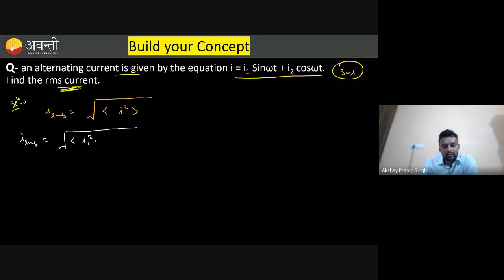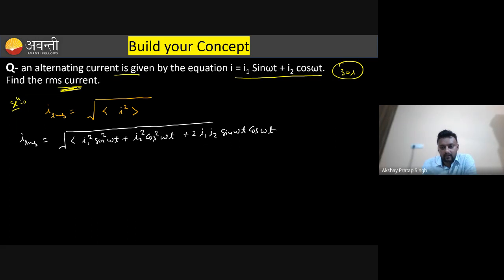That will be I1 square sine square omega t. Can you square with me? Plus, okay, someone has answered root of I1 square plus I2 square. Okay, let's check it. I1 square sine square omega t plus I2 square cos square omega t. Is it clear to everyone? Plus 2 I1 I2 sine omega t cos omega t. Is it done? Average of these values.